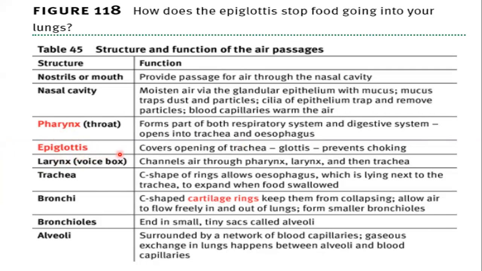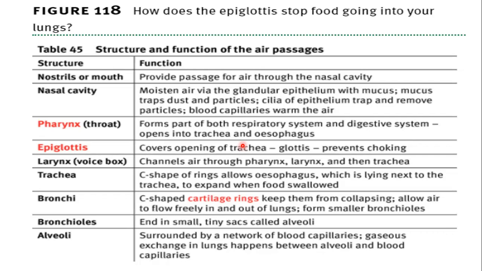It ensures that the opening of the trachea is blocked when you eat, so that your food can be redirected. It's much like a train. Have you seen the railway tracks? When the train has to move in the right direction, the other route is closed off so that it can only flow in one direction.